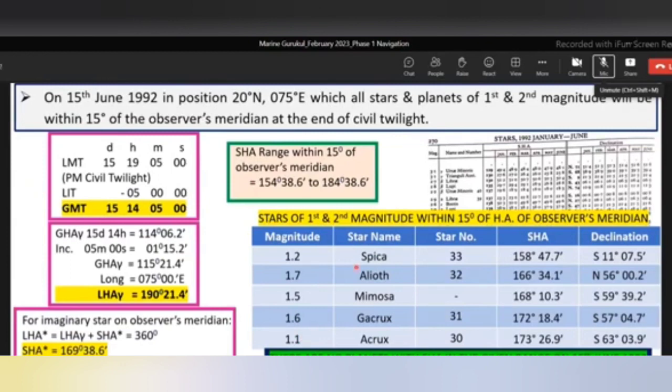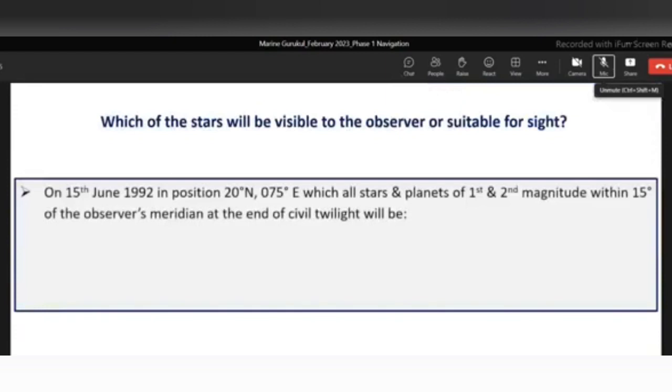So we have only these 5 stars and no planet. I hope this question is well understood. If not, please pause the video, go back by 5 minutes and revisit this particular part before moving with the other type of questions, because this will form the basis of practically all the questions. We just learned to make a list of stars and planets which meet the requirement of given magnitude and which also lie within the given range of observer's meridian.